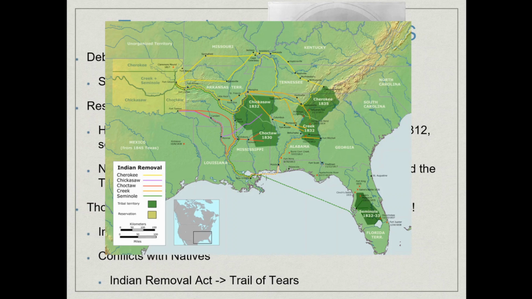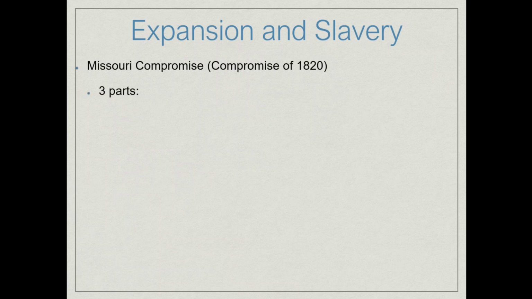There's the Trail of Tears. We will have a big issue of expansionism and slavery. One of the big crises that happened was the Missouri Crisis, which is going to lead to the Missouri Compromise, also known as the Compromise of 1820.